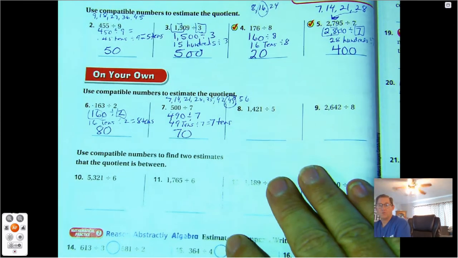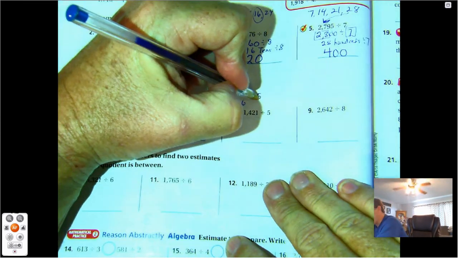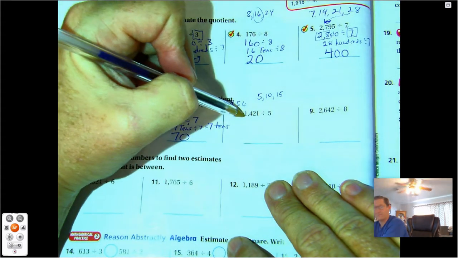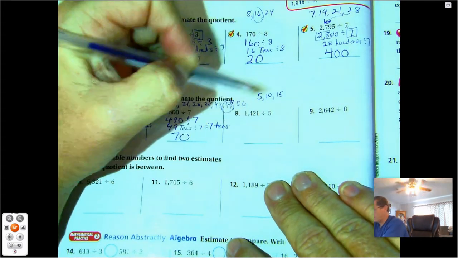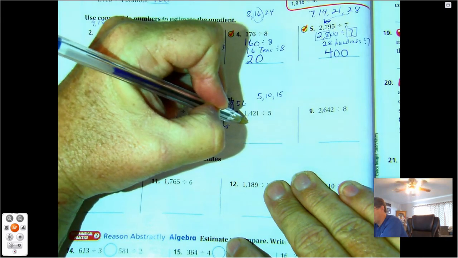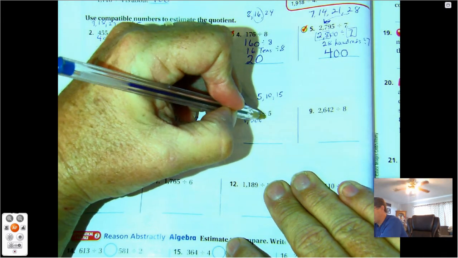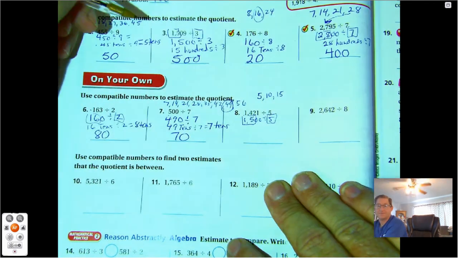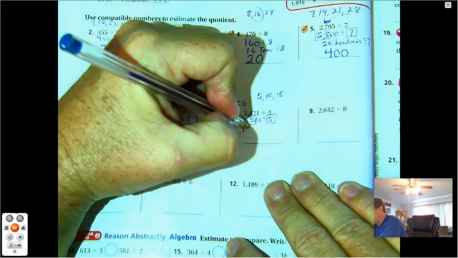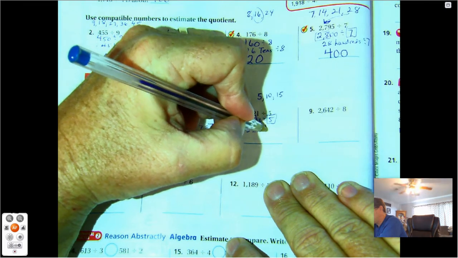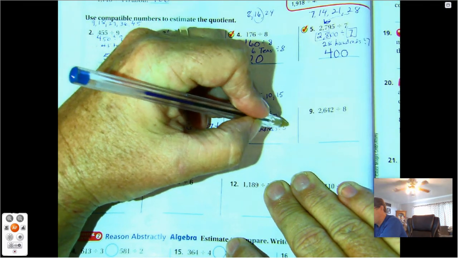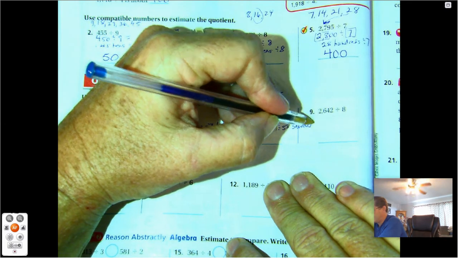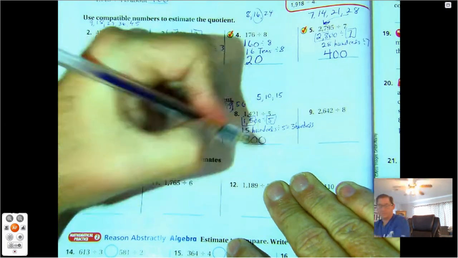1,421. So 5, 10, 15. I'm going to stop there because I've already passed 14. So I'm going to change 1,421 to 1,500, and then I'm going to divide by 5. So our basic math fact is 15 divided by 5. So we have 1,500 divided by 5 equals 3 hundreds. So my answer is 300.